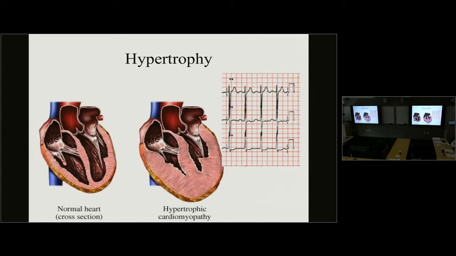Mm-hmm. Yeah. All Stanford athletes are screened. Yeah. So Dr. Berlicher, do they get EKGs or echoes too? Do you know? I know they get EKGs. I don't know about echoes. But echo is the cardiac ultrasound.